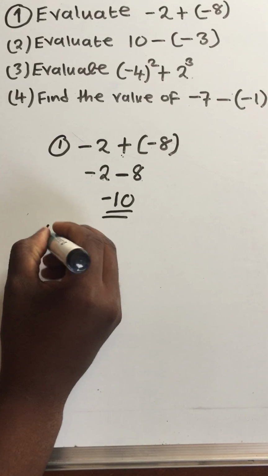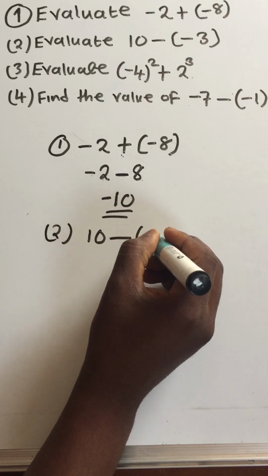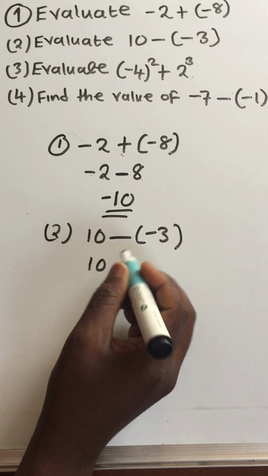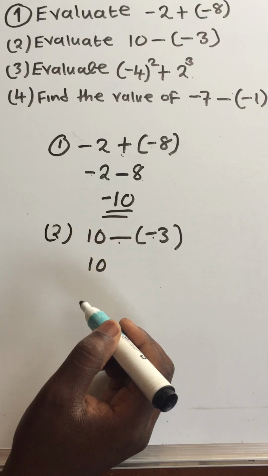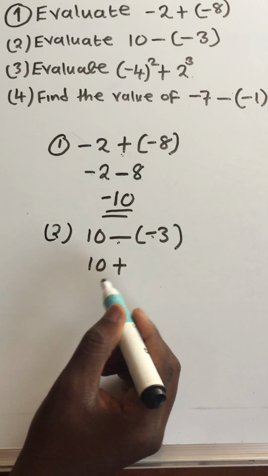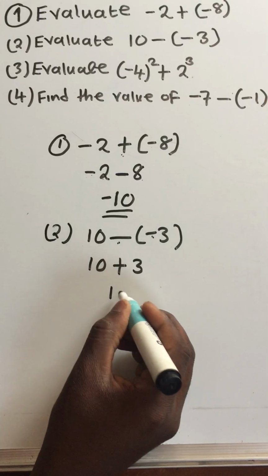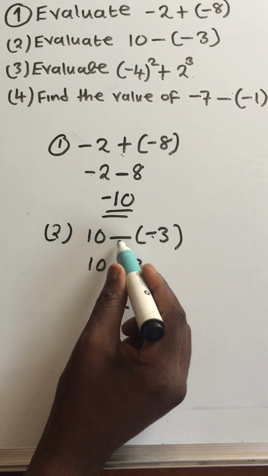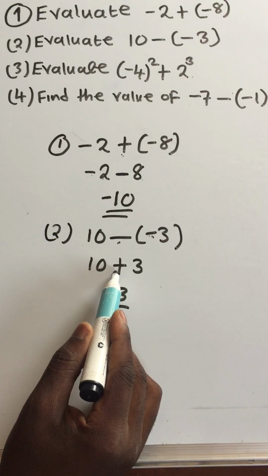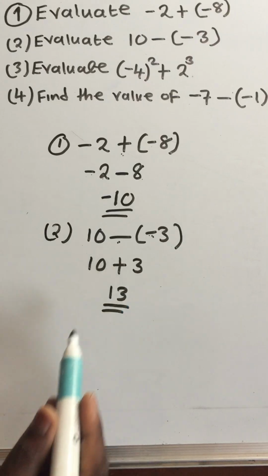We come to question 2. Question 2 says 10 minus open -3 close. So you just say 10, negative times negative, it's positive. Have you seen? Negative times negative, it's a positive. You just bring 3. So what is 10 plus 3? It's 13. Once the signs are in between, you just multiply. Negative times negative, this is what? Positive. Then you just remove it outside the brackets. So 10 plus 3 is 13.